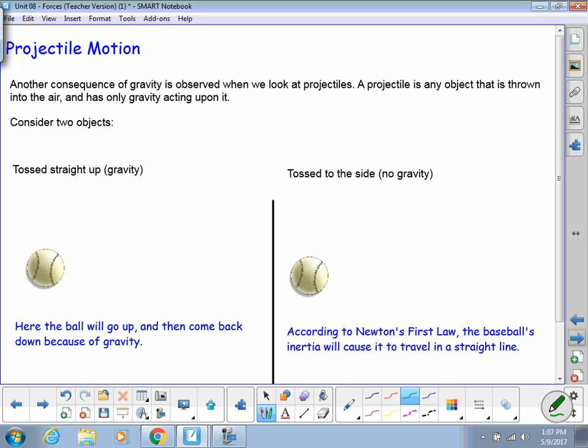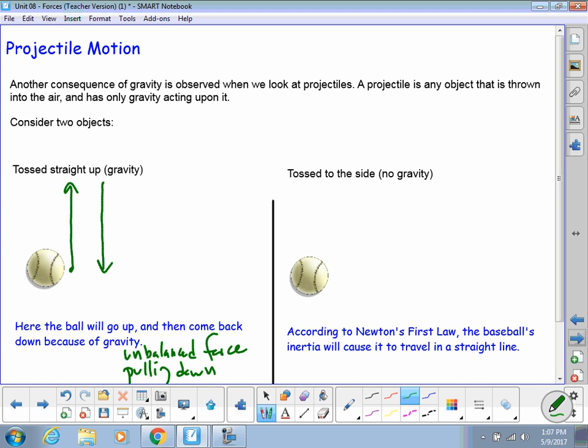Projectile motion, another consequence of gravity, is observed when we look at projectiles. So this would be something like a ball that you throw through the air. Okay. So if we have two separate objects, if we take a ball and we toss it straight up, that ball will go up and then stop, and then it will come back down. Here the ball will go up and then come back down because of gravity. Gravity is the unbalanced force pulling down all the time.